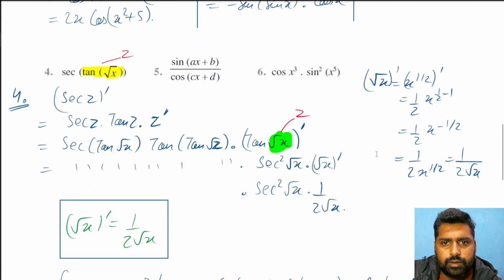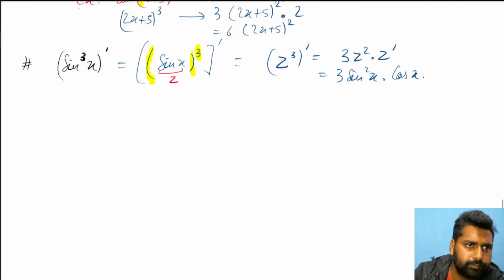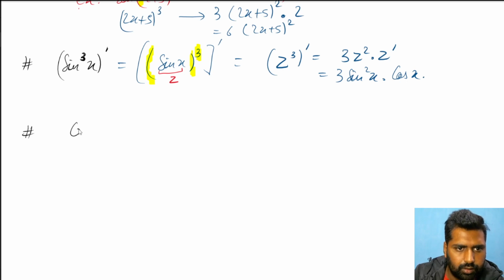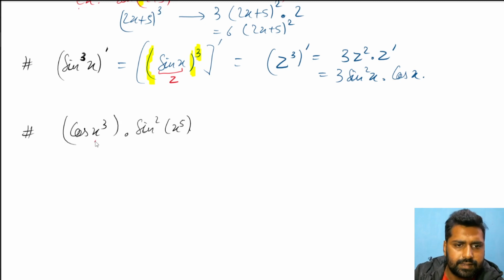Now let's look at the question: cos x cube, sine square x raised to power 5. The first thing that I see is the multiplication of two functions, uv. So let's first break down the differentiation.